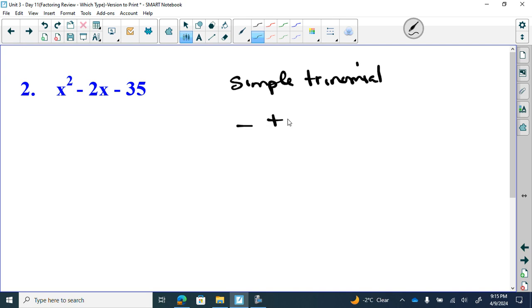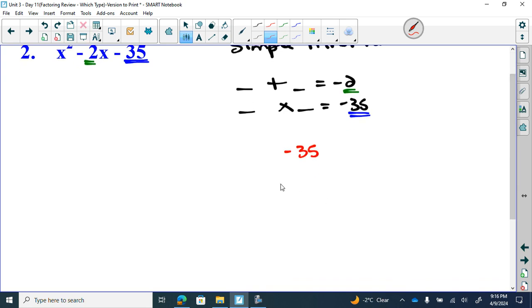I look for 2 numbers that add to give negative 2 and multiply to give negative 35. So it adds to give this middle number and multiplies to give the last number. Write down the factors of negative 35. Okay, what multiplies to give you negative 35?